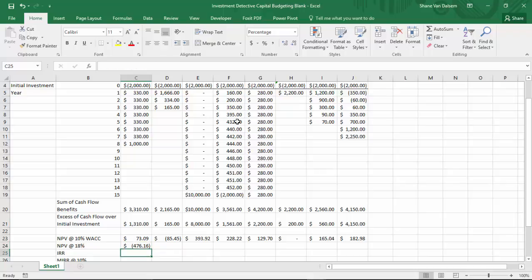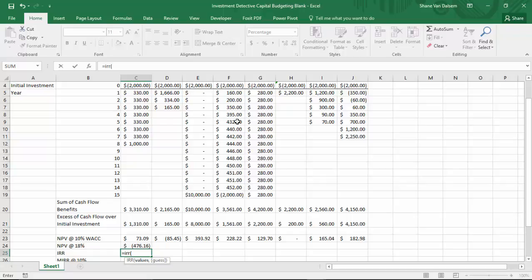My IRR, for IRR, Excel is really nice, equals IRR. So there's two arguments here, values and guess. So the values are just highlighting the cash flows, and we include the year 0 cash flow here.